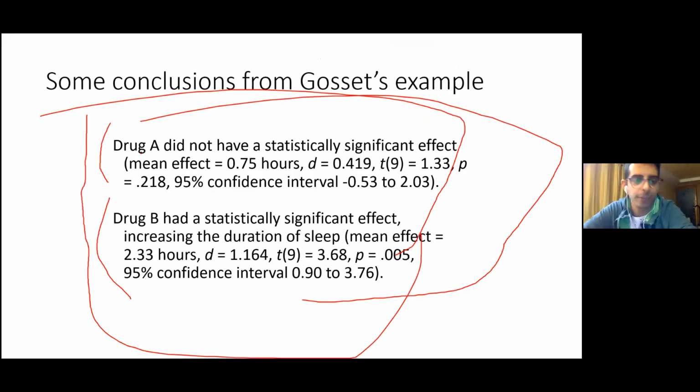The first thing we read is the first sentence. This is usually what's mentioned in articles, and he does a really good job of writing this, because this is what you read. So, drug A did not have a statistically significant effect. Okay, so already we should expect the p-value to be more than 5%. And if we go to the p-value, it's 0.2, which is 20%. It goes with our thinking.